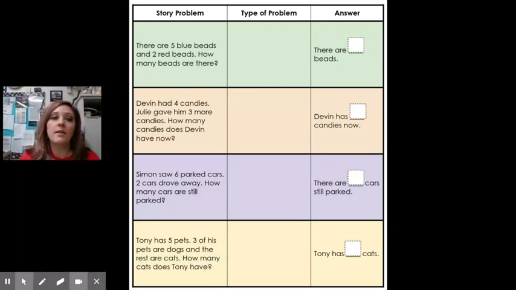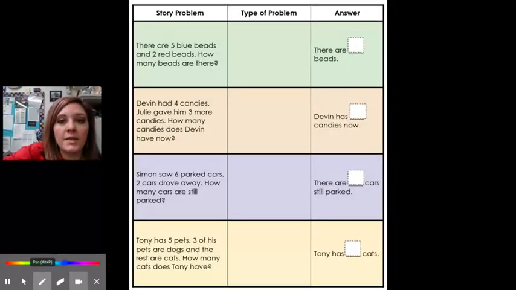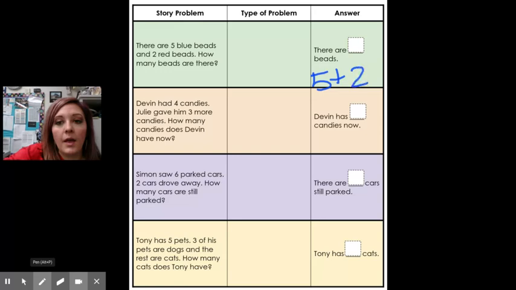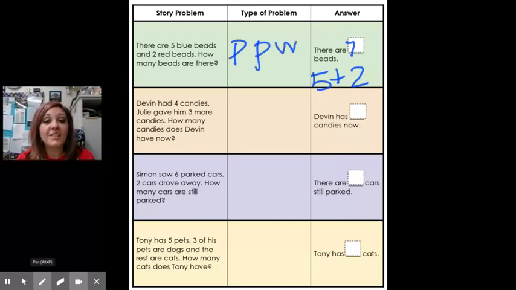So let's think. It tells us there are 5 blue and 2 red. Is that going to be a part, whole problem? Is that going to be a joining or separating problem? That will be a part, whole. There are 5 blue beads and 2 red beads. That means we have a part and a part, so we need to find the whole. The whole would be 5 plus 2. So 5 plus 2, let's write this, gives me 7 beads. And this is a part, whole type of problem.